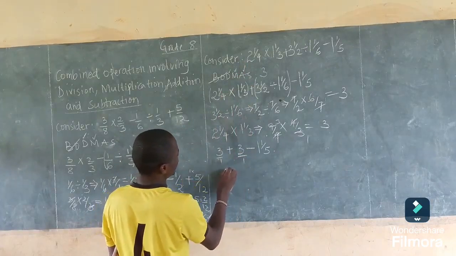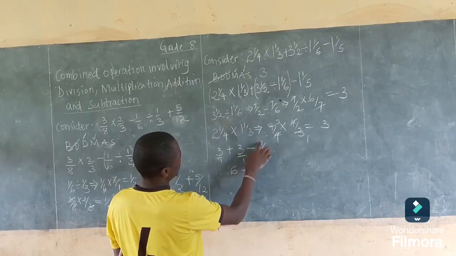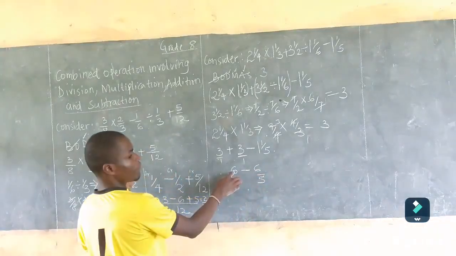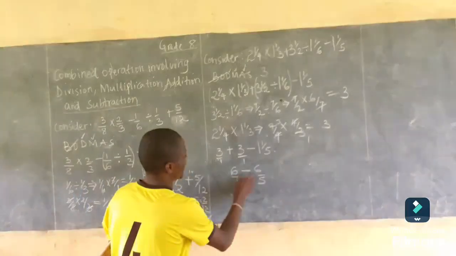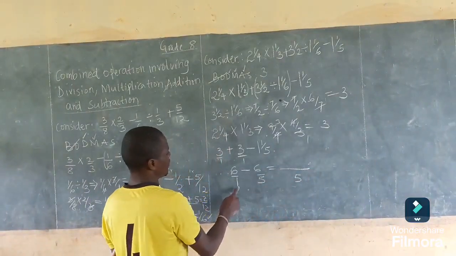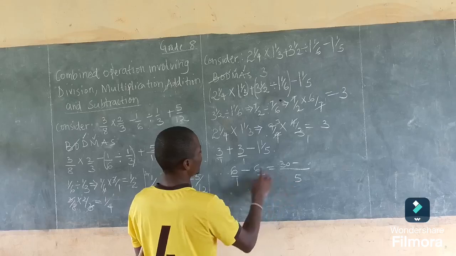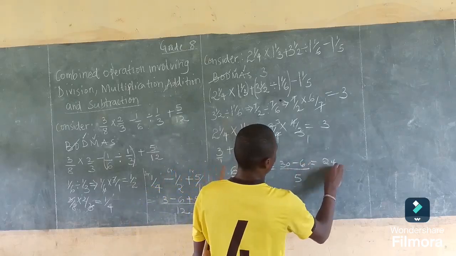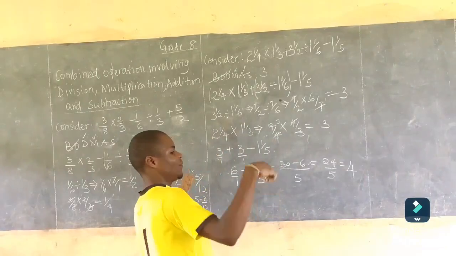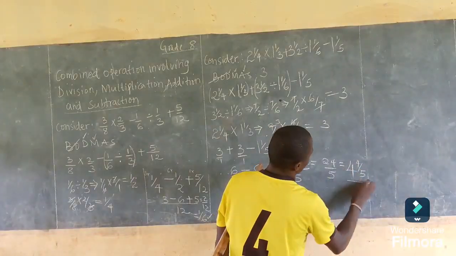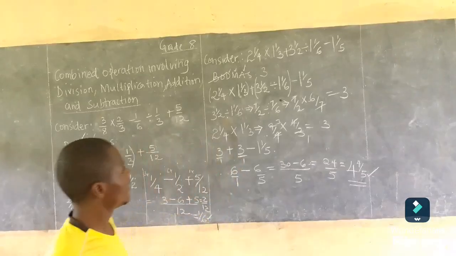So addition, 3 plus 3, you get 6. Now 6 minus, this one is also 5 by 1. 5 plus 1, 6 over 5. All numbers are always over 1, but we assume. So this is 6 over 1 minus this. So LCM is 5. So 1 into 5 times 6 is 30 minus 5 into 5, 1. 1 times 6, 6. So 30 minus 6, you get 24 over 5. And 5 goes into 24 how many times? 4 times. Bringing 20. Remainder 4 over 5. Simple.